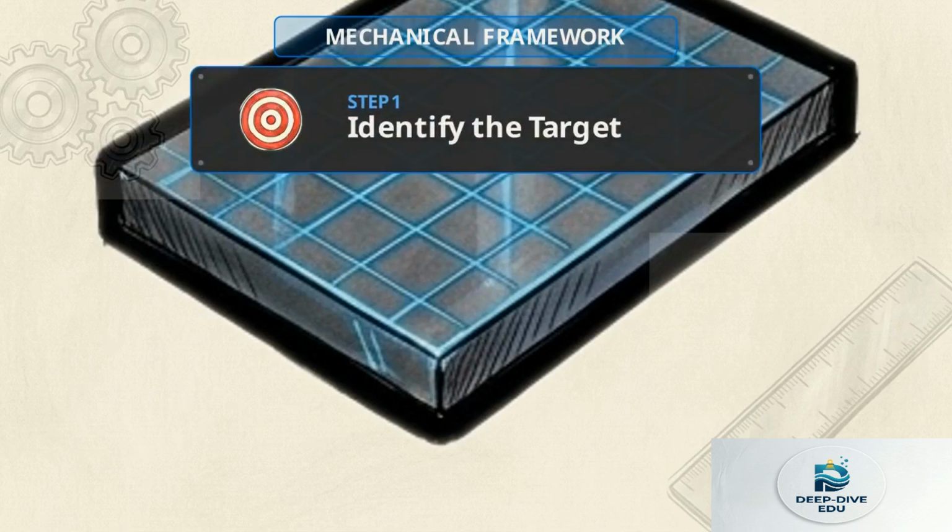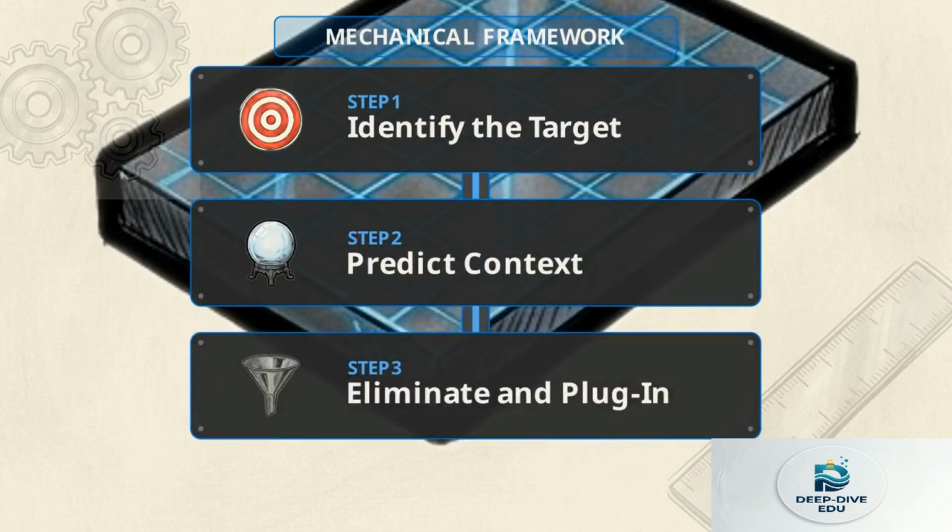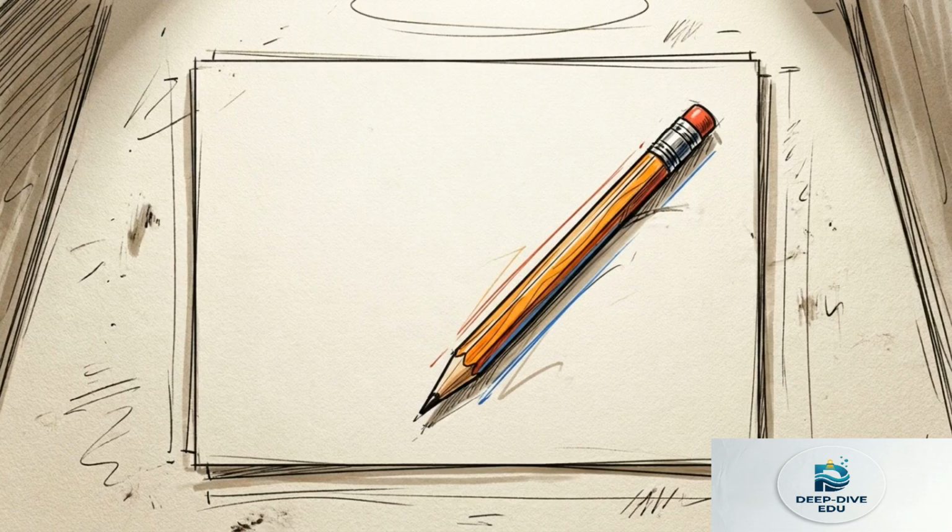Step 1, identify the target. Step 2, predict context. Step 3, eliminate and plug in. To learn this system, you need to follow along actively. Grab a piece of scratch paper and a pencil. This is the official title page for SAT practice test number 5. We are going to apply our framework directly to a real question from this exam to show you how these steps translate to the actual test.